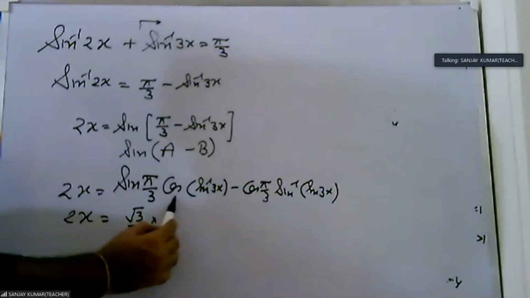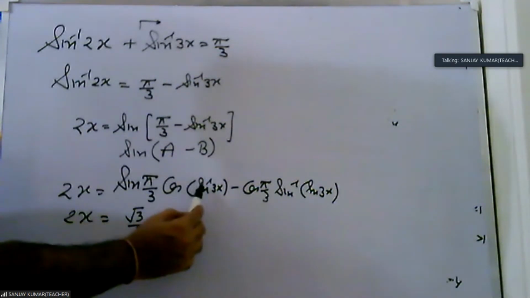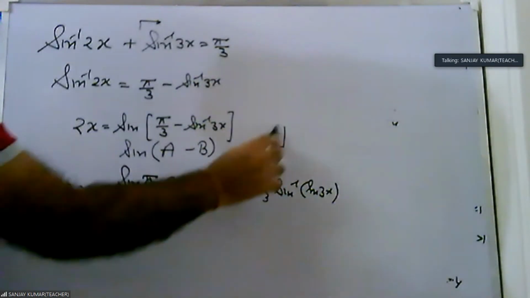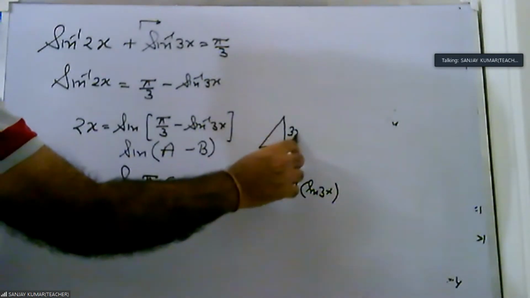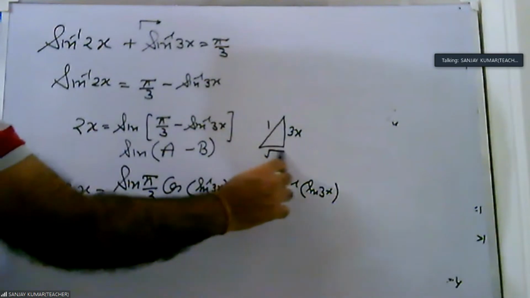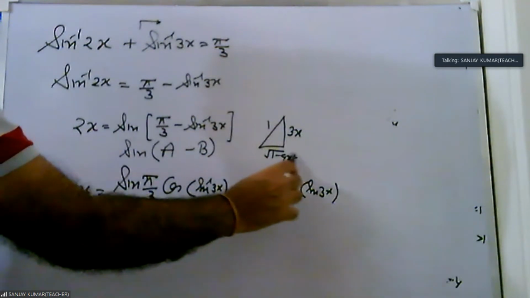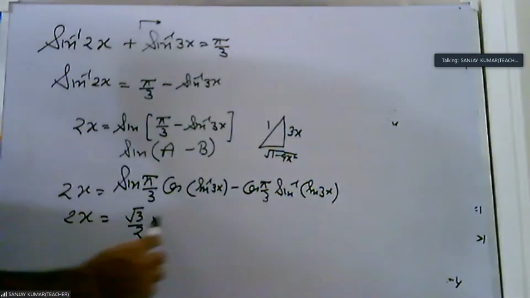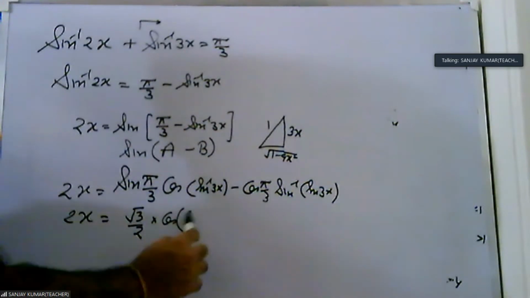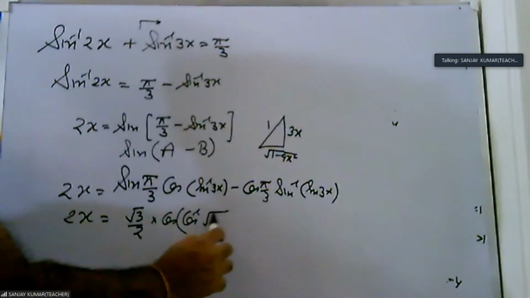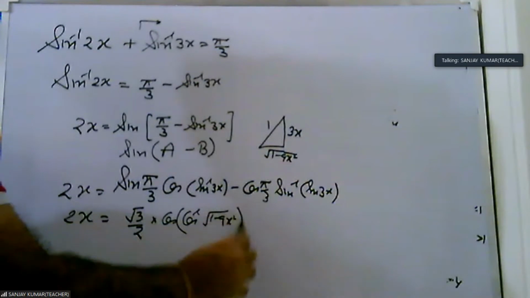It is sine inverse, and this is cos, so you want cos inverse. So we make a triangle for it. I have already told you this. This is 3x by 1, and this is under root 1 minus 9x square. Now we replace this cos inverse. This is cos inverse of base upon hypotenuse, under root 1 minus 9x square.